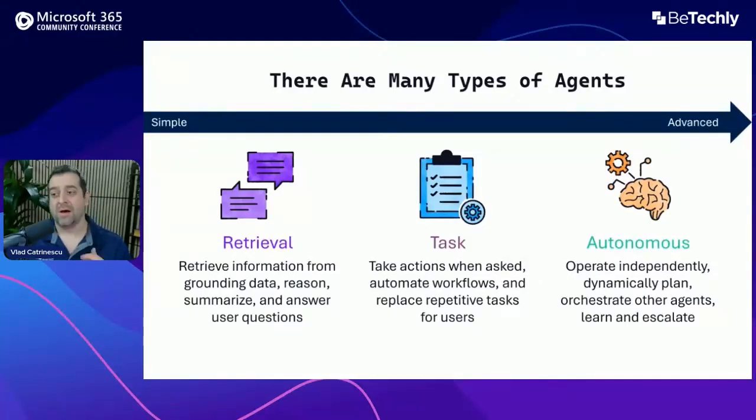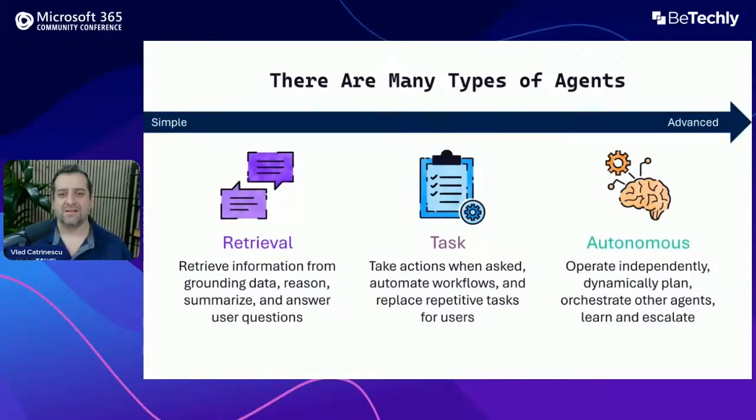The first one are retrieval agents. So agents that are specialized in retrieving information and specialized in certain specific tasks. You might have a help desk agent that is specialized in IT support. You might have a project agent that is trained, grounded only on one specific project and knows everything about that project, doesn't care about anything else in M365, is just specialized in your project.